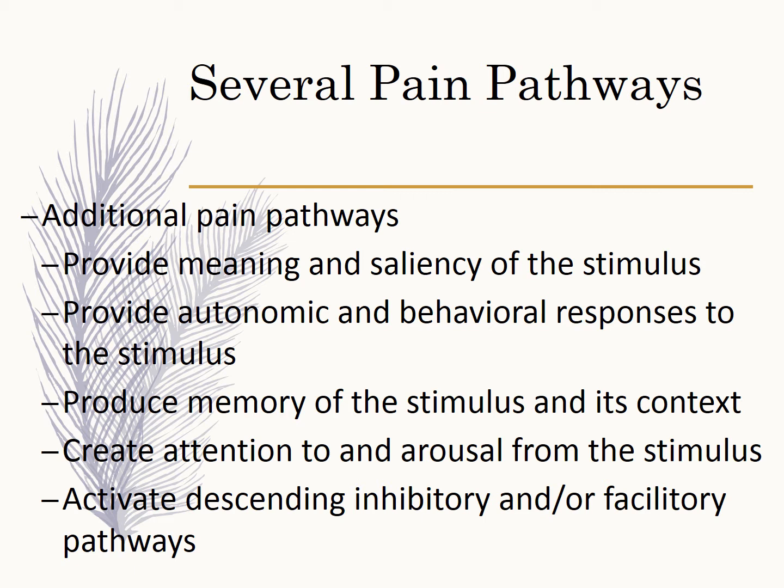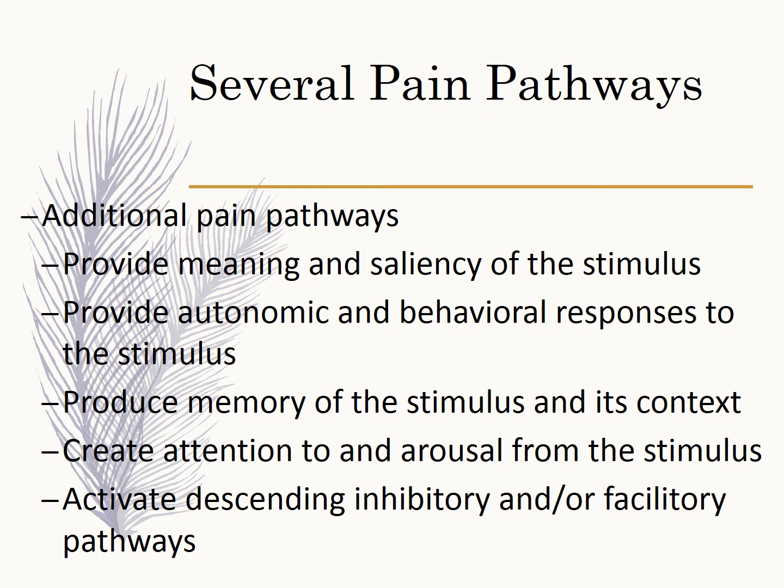The additional pain pathways provide many of the nuances of pain, such as what the pain means to the individual and the saliency or importance of the stimulus to that person. They go to areas involved with the autonomic nervous system and with our responses to threats, providing us with autonomic and behavioral responses to the painful stimulus. They help to create memories by going to memory areas of the brain so that we recall the stimulus and the context in which it occurred. This way we might avoid similar incidents in the future, or it may alter our behaviors in some way.